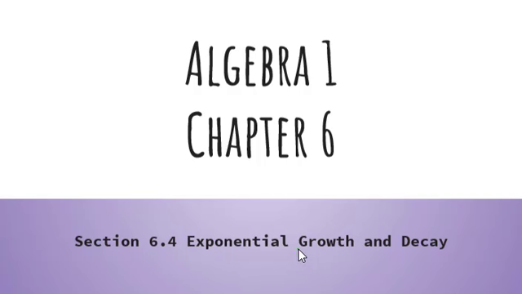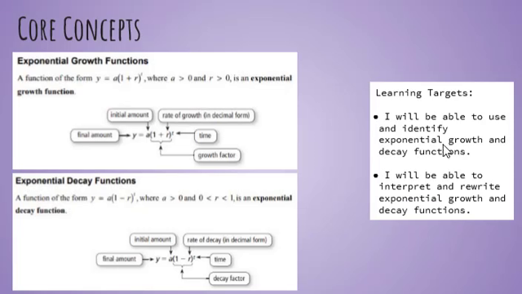Section 6.4 is on exponential growth and exponential decay. For your learning targets, you'll be able to identify exponential growth and decay functions, and you will be able to interpret and rewrite exponential growth and decay functions. For your core concepts, we have one for exponential growth and one for exponential decay, and they're pretty much the same thing. The only difference is this addition sign in here and the subtraction sign in here.